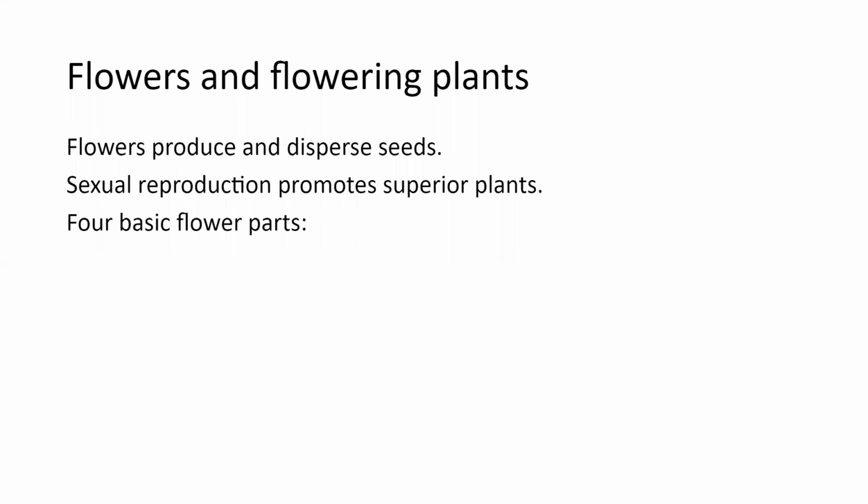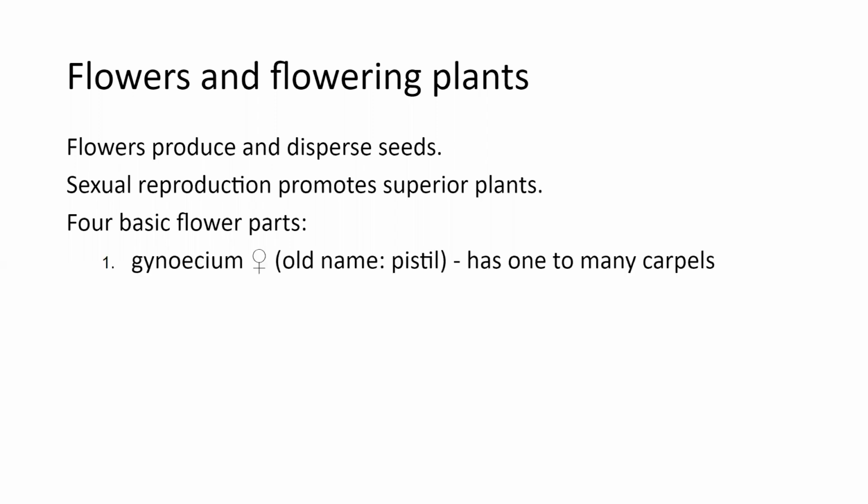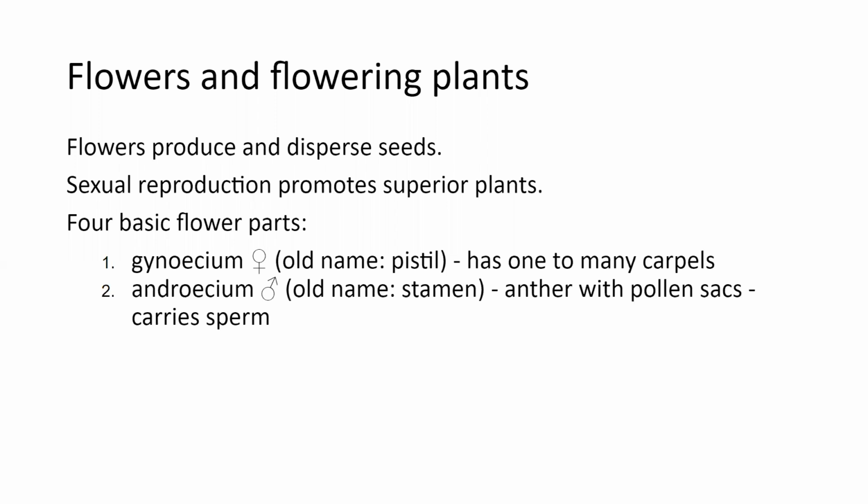And when we look at flowers, they have four basic parts. So the first part is the gynecium. And lots of textbooks still call this the pistil, but the gynecium is the female parts, right? And a gynecium is made up of one to many carpels. So don't get stuck on that. We'll come back to that in just a minute. The second basic flower part is the androecium, which used to be called the stamen. So this is all of the male parts of the flower. In this case, it consists of the anther with pollen sacs that carry the sperm.